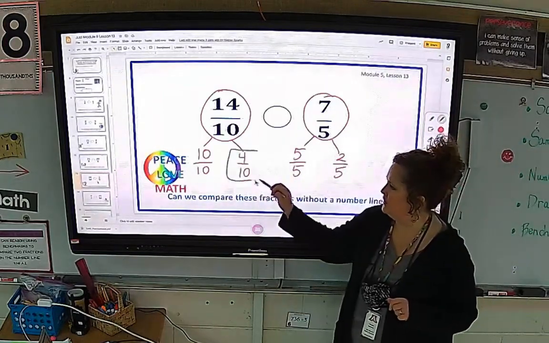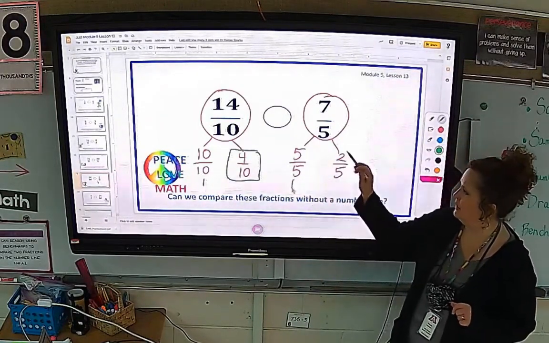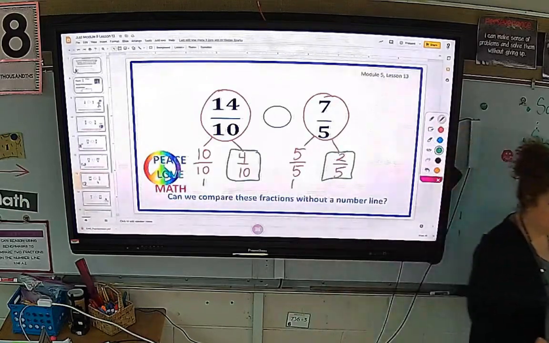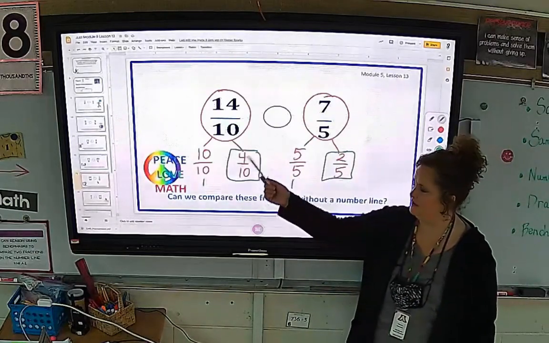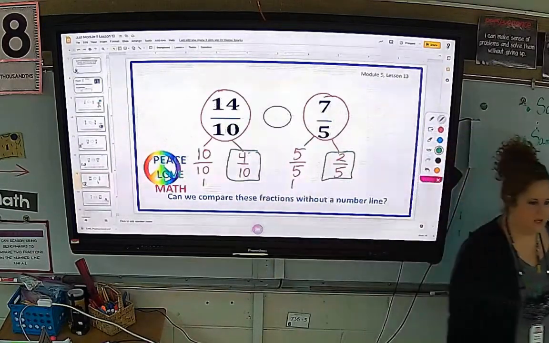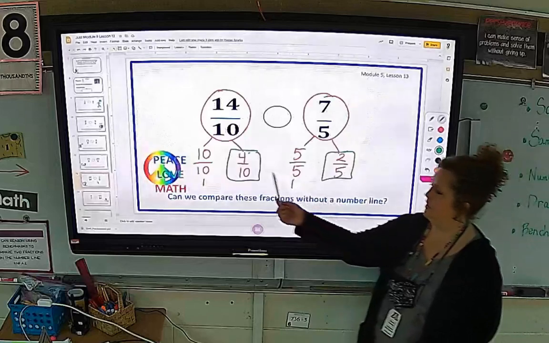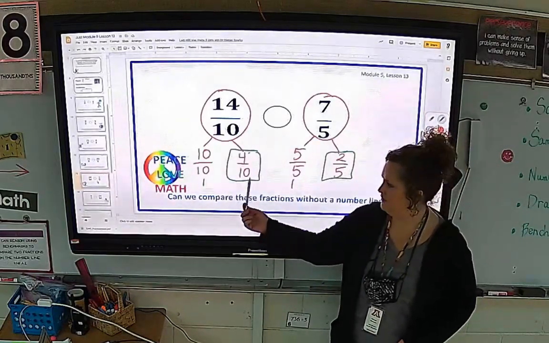So I'm going to focus on this piece because this is equal to 1. And this is equal to 1, but I need to look here. They both go to 1, but then they both go a little bit farther. Which one goes the farthest? All right, what do we know about 4 tenths? Think about what we did yesterday. What's the halfway point with tenths? 5 tenths. So does this go to 1 1/2? It's a little bit smaller than 1 1/2.